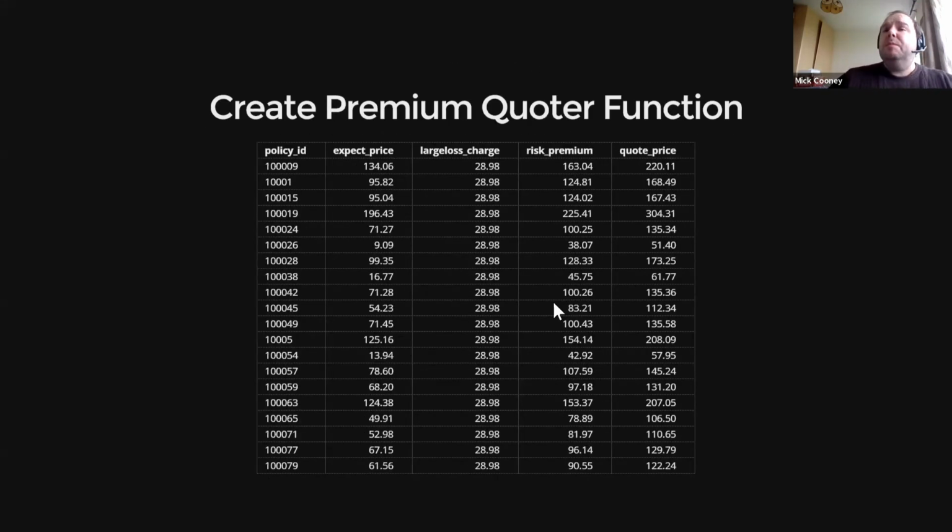Okay, so we now have a premium quota function. So we've fitted our frequency and severity models, and now we're producing a table. So we have a policy ID that's coming in. We're calculating an expected price from the frequency and severity model. We're adding the same large loss charge for all of these, and like I said, we'll probably get better with this later on. But this gives us what we call our risk premium, which is 163. So it's the sum of these two, and that is the loss cost of the policy. But we don't quote that.